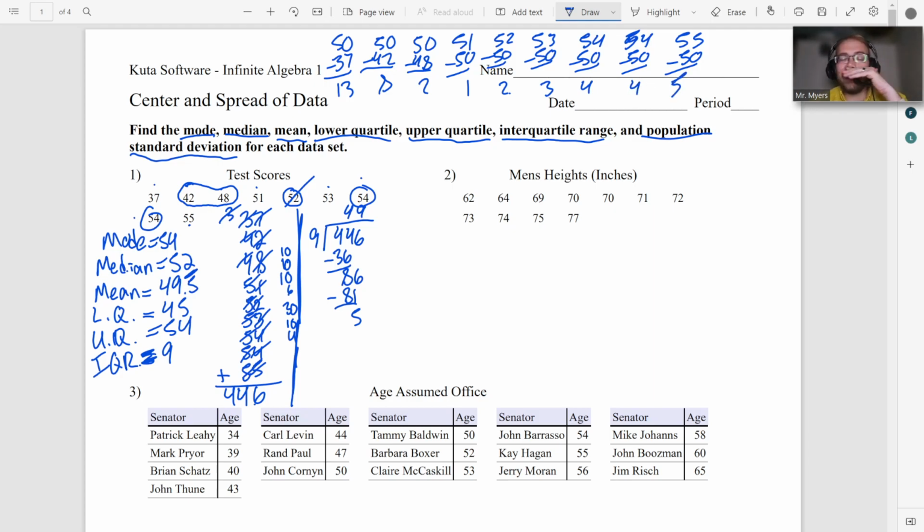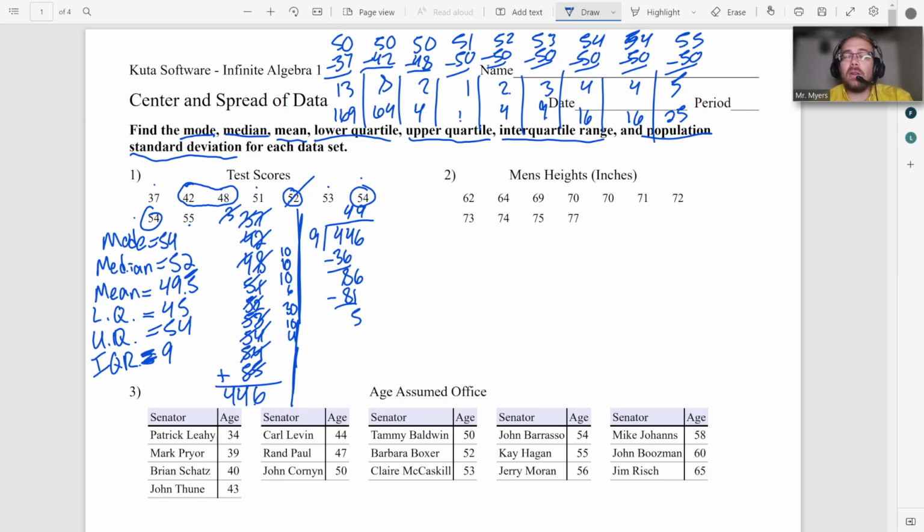Okay, so now what do you do? Well, now we actually square them. So we're going to square all of these numbers. I know, crazy. 13 squared is 169. 8 squared is 64. 2 squared is 4. 1 squared is 1, 2 squared is 4, 3 squared is 9, 4 squared is 16, 4 squared is 16, 5 squared is 25. Okay, so we square all of those.